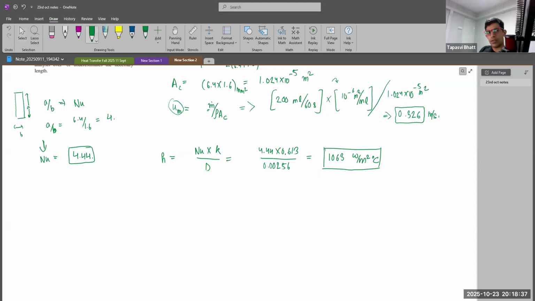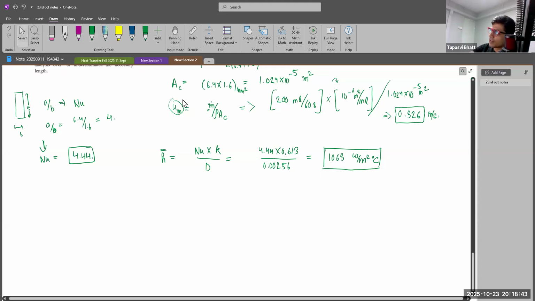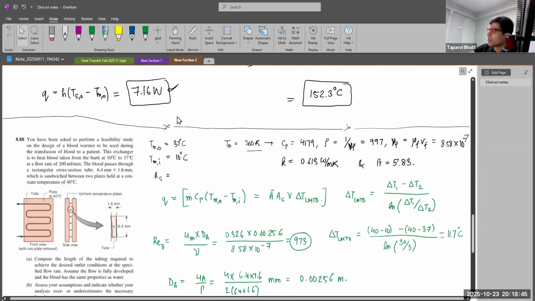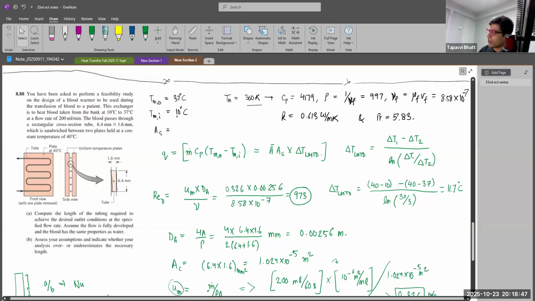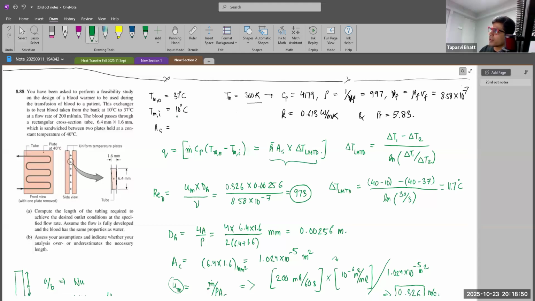How do we proceed? We jump back to the first equation, right? Why did we calculate this h? This is h bar. Why did we calculate this? We calculated this for this equation, right? And do we have these things? Yes, we do have these things.